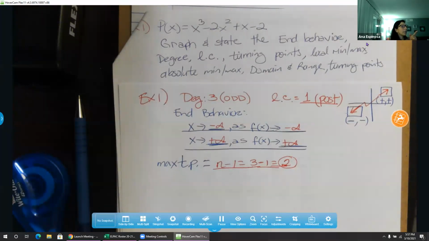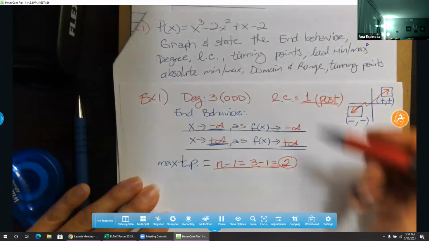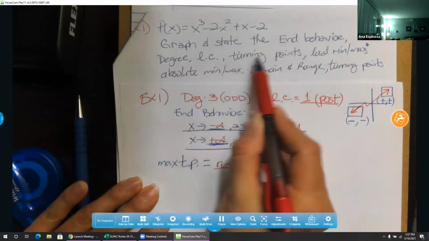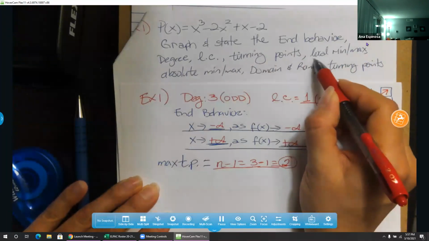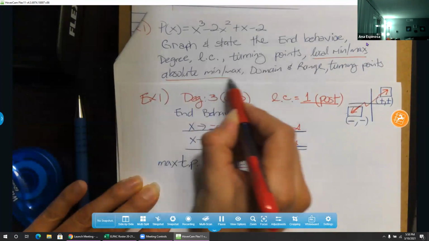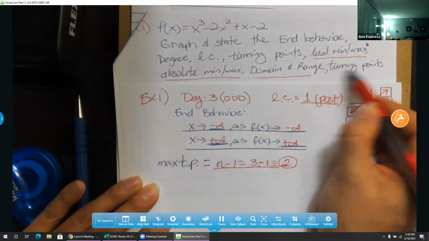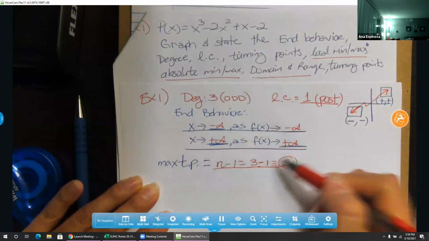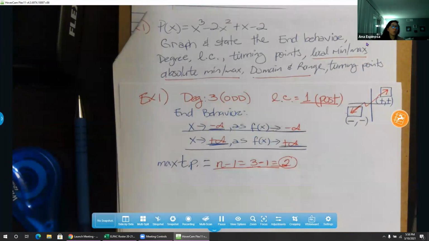All right, so I've got degree, leading coefficient, turning points, and end behavior. Okay, so we've got this, we can figure out what the graph looks like. The local min and max, absolute min and max, domain and range, turning points, we already have. The turning points are the actual points. We need to find the ones that are underlined with the graph.